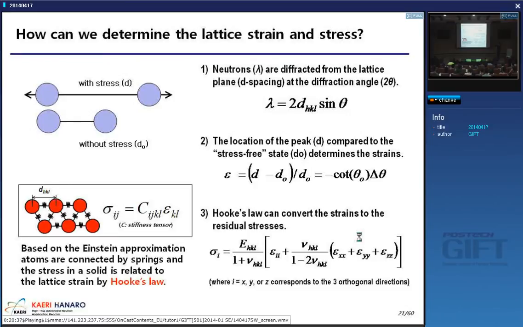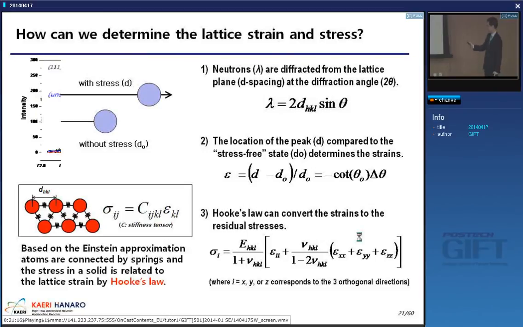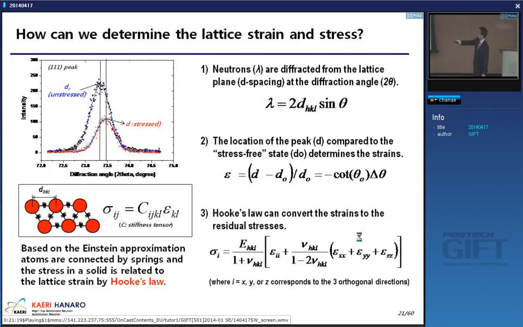That is the strain. Okay, this is the definition, and then using the modified Hooke's law here, you put in the x direction, y direction, and z direction, and then multiply by Poisson's ratio and the elastic modulus. You can calculate stress. Okay, those are the equations. So very simple. We measure this spacing, then calculate the strain, and then convert to the stress. There are also some assumptions: no shear stress, only principal stress we can calculate here. So how does it show up in the peaks? Without stress, there is a peak at d0. And if there is some stress or change of d spacing, the peak is shifted.